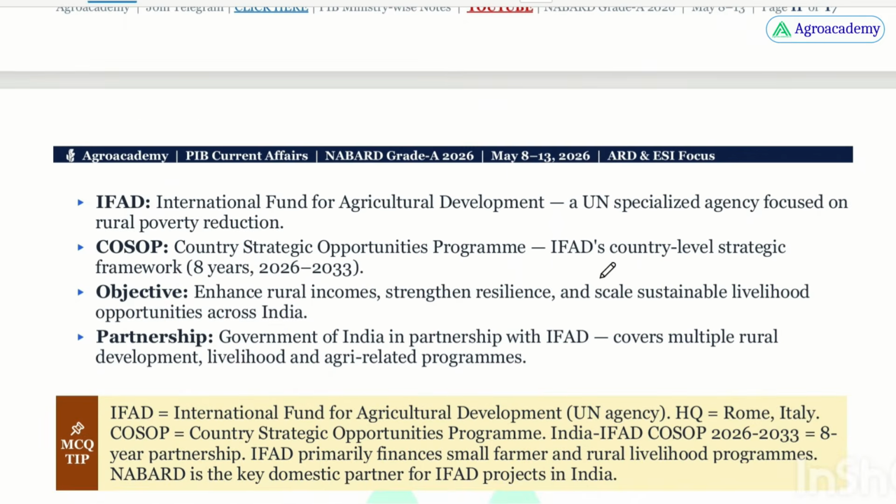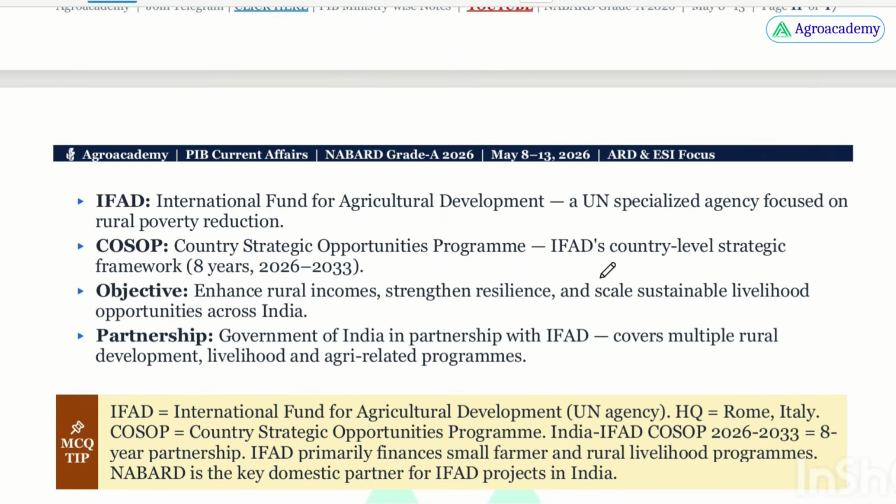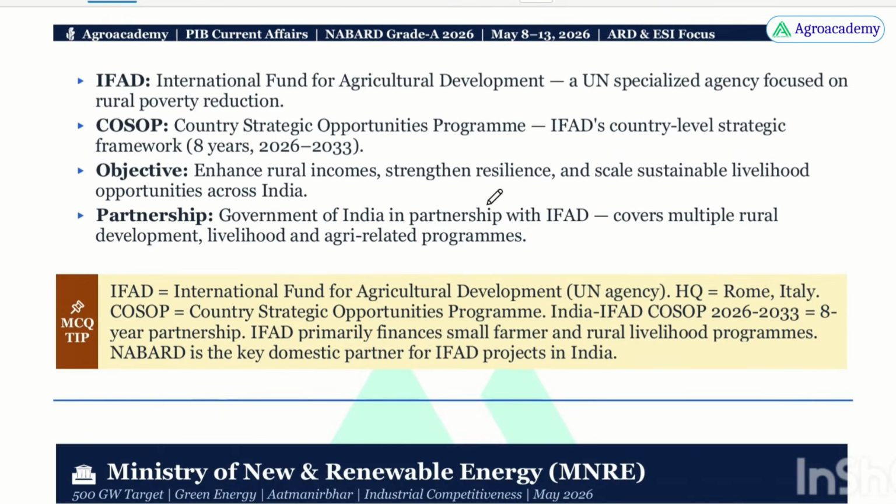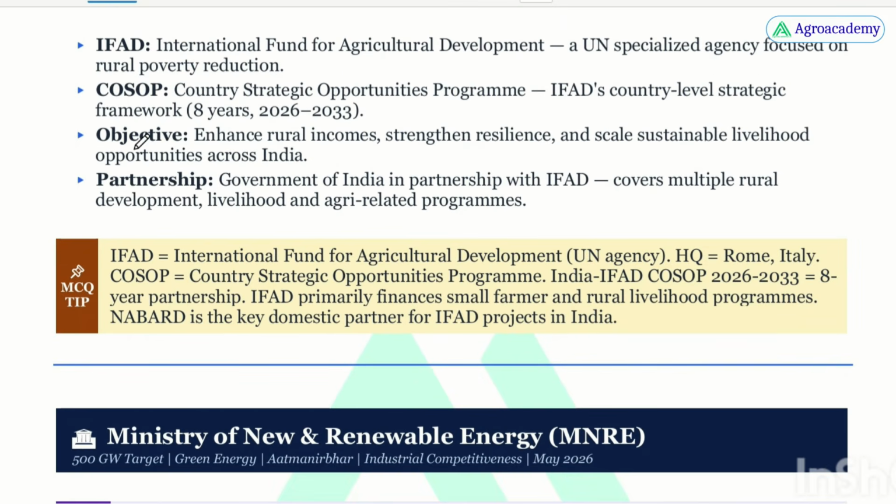Next comes the International Fund for Agricultural Development, which has launched a new 8-year country strategic opportunities program for up to the year 2033. The main objective is to enhance rural incomes, strengthen resilience, and scale sustainable livelihood opportunities across the country. Who will partner with this? The Government of India with IFAD, that covers multiple rural development, livelihood, and agri-related programs.